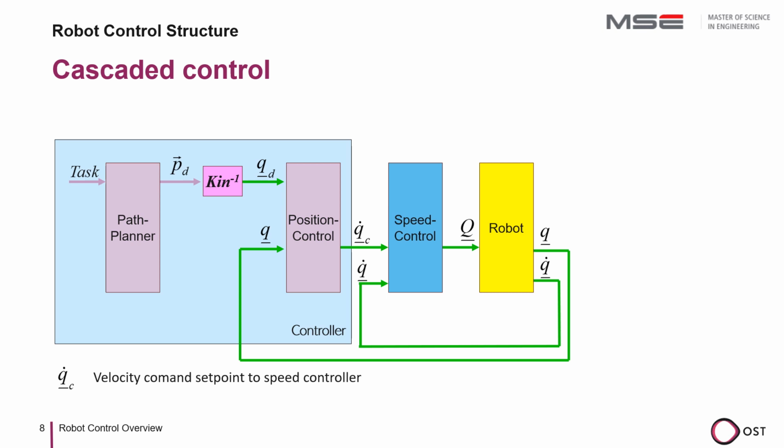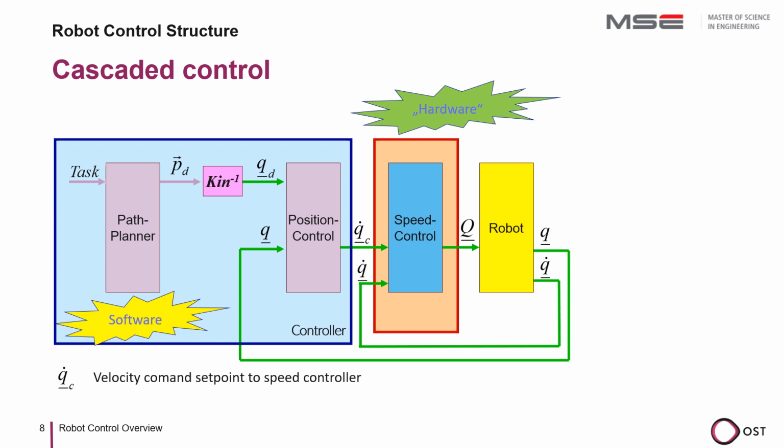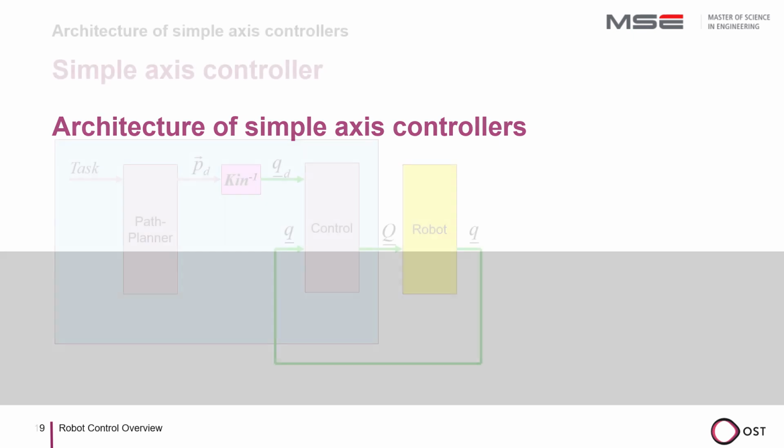Path planning and position control are again performed in software, while speed control can also be performed analogously by independent electronics. However, these electronics are nowadays usually also implemented with a microprocessor. Let's go a little deeper into these considerations and see how a simple axis control is built.